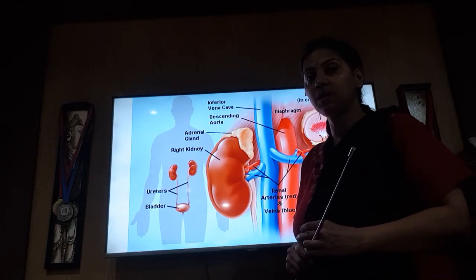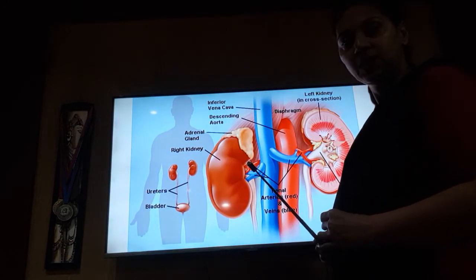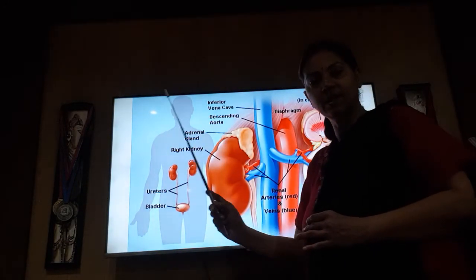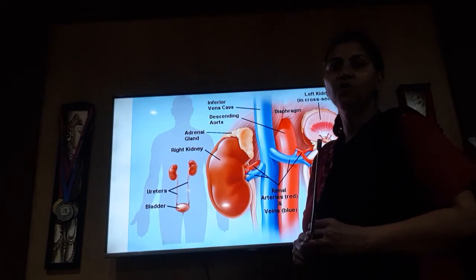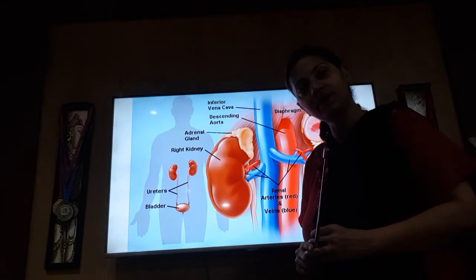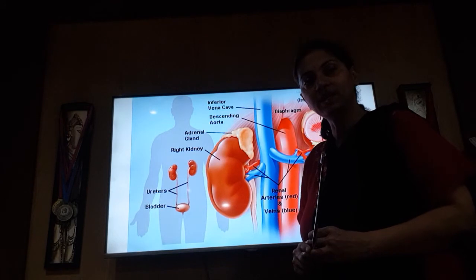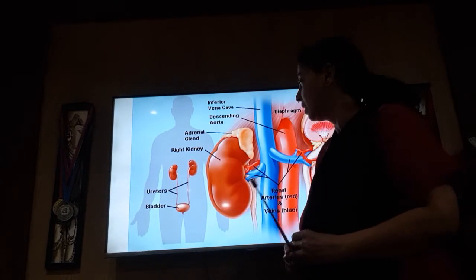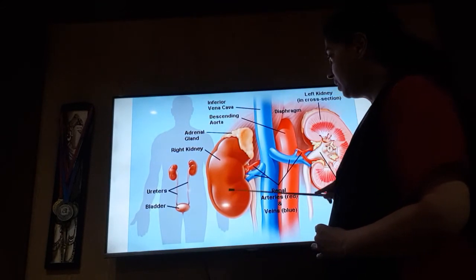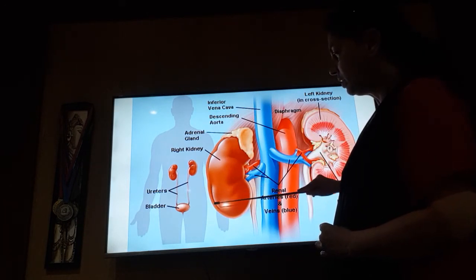Now this is not the only thing. When we talk about the arterial supply, this is the main artery, the renal artery, but it is not going to supply just like that. It has to divide and redivide. First of all, it divides into 5 segmental arteries. Why segmental? Because it divides the kidney into 5 vascular segments. If you see this kidney here, above this point is the upper segment, below this point is the lower segment.